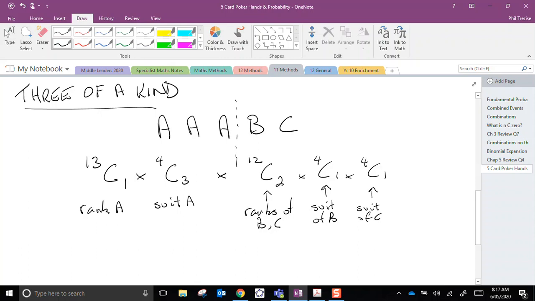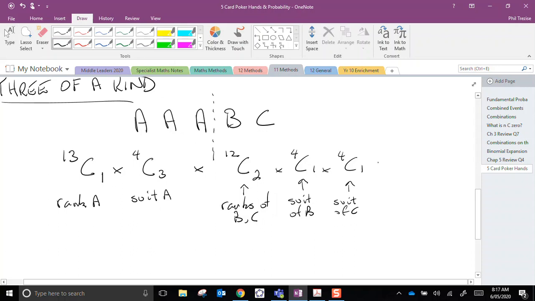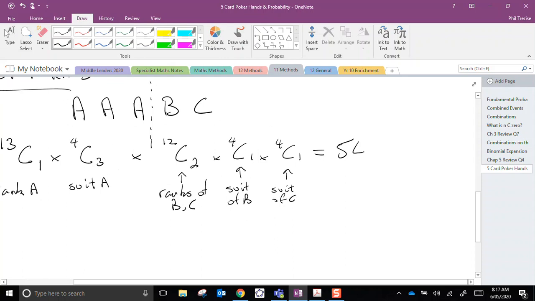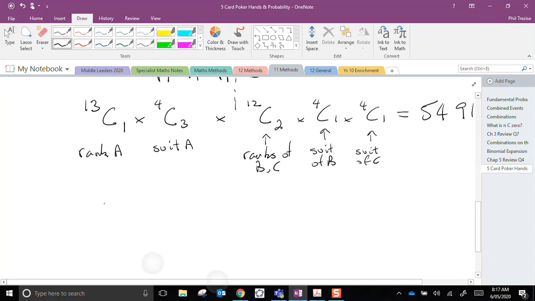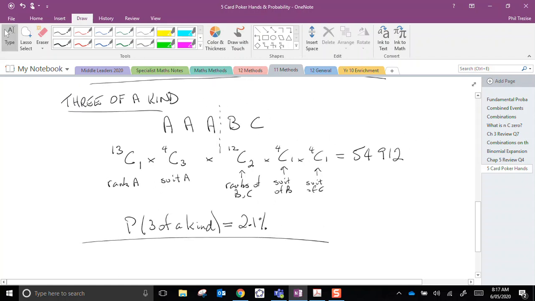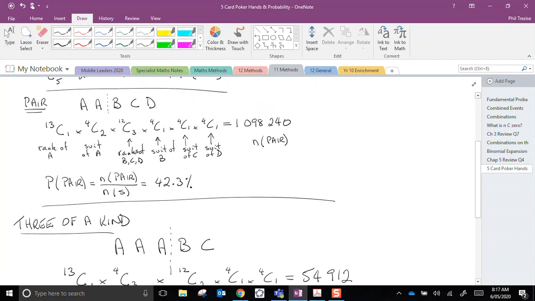Now you can get the pattern of what's going on here. I'm splitting the choices into ranks and suits for each of the different subsets in my hand. Now once again, crunching the numbers on this, I'll let you check this on your calculators. I've just done this earlier. It's 54,912, and then if I convert that to a probability, so the probability to get 3 of a kind, once again dividing by the total number in the sample space, I find that is around about 2.1%. Quite a bit rarer occurrence than getting a pair.